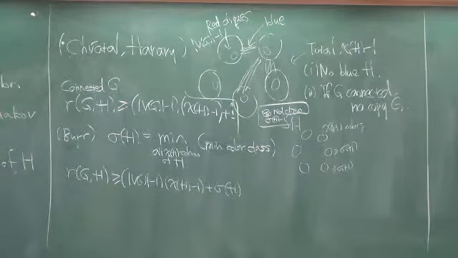Sigma is the same as the minimum number of vertices which can be removed to reduce the chromatic number? Yes. Yeah.